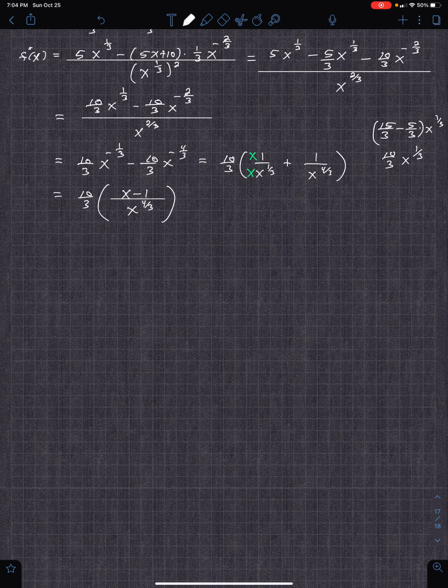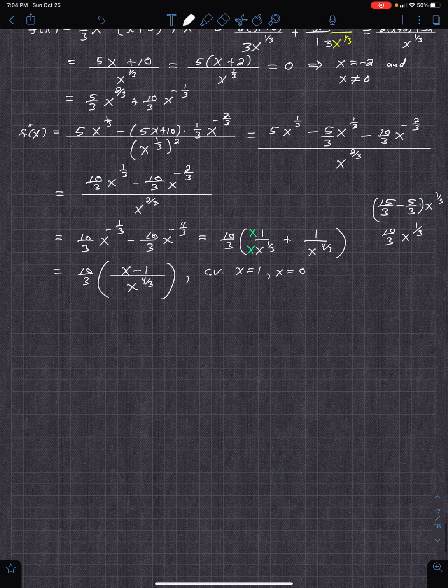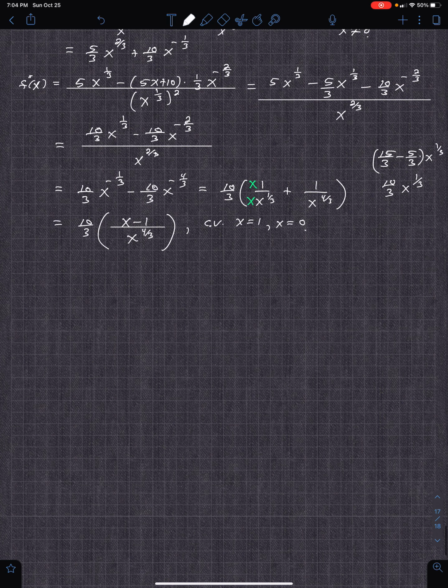Okay, so your critical value for that then is 1 and 0 again. And that's pretty much going to happen. If your first derivative, you get 0, second derivative will also be 0 as critical value. And you got to figure out what's going on there.